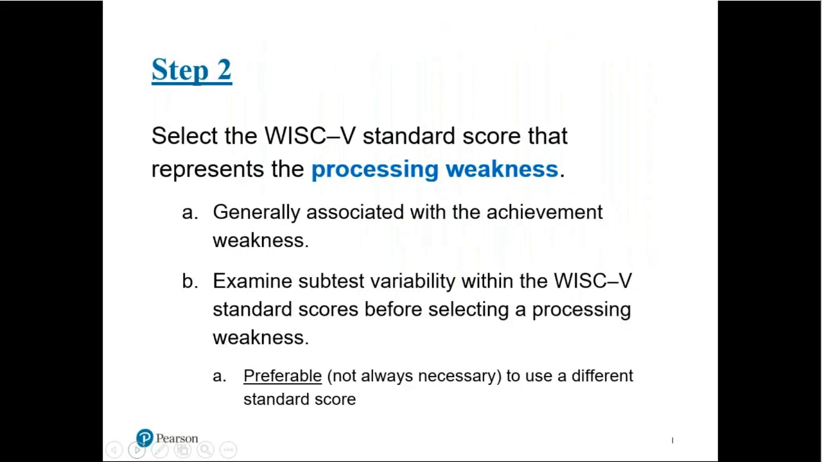Step 2, so we select the WISC-V processing weakness score. Again, this is generally associated with the achievement weakness. So for reading, we might choose VCI, for example, because we know children have lower fund of information or fund of knowledge. We might choose working memory or even processing speed. We know that they're quite commonly lower in children with SLD. Again, we would examine the subtest variability within the WISC-V, and it's preferable but not always necessary to use a different standard score if there are large underlying discrepancies for that index.